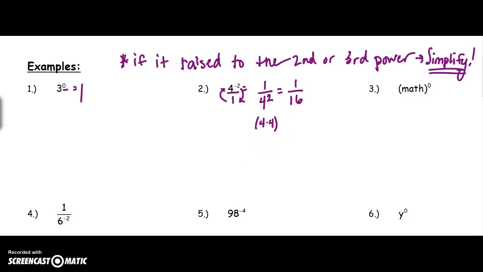In example number 3, you are going to take what's inside the parentheses. When you have something inside the parentheses, it all is going to get raised to this zero power, which means anything within those parentheses has a 0 by it. So what do you think that answer is going to be? The answer is going to be 1. Anything inside those parentheses, it's going to be 1.